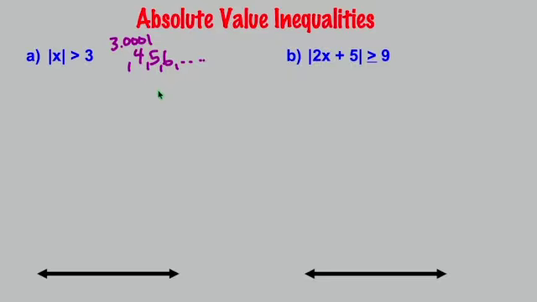Well, that's not all that would work. We can also do this. What about negative numbers? What if I did -4? Would that work? Well, the absolute value of -4 is 4, and 4 is greater than 3. So you know what? That would work too. So would -5, because the absolute value of -5 is 5, and that would be greater than 3.